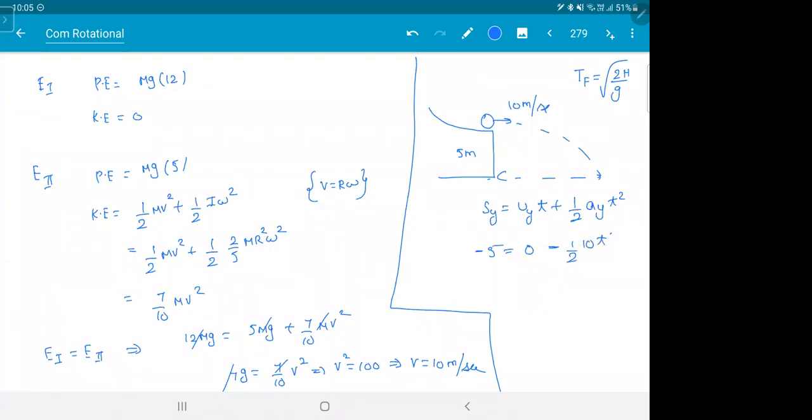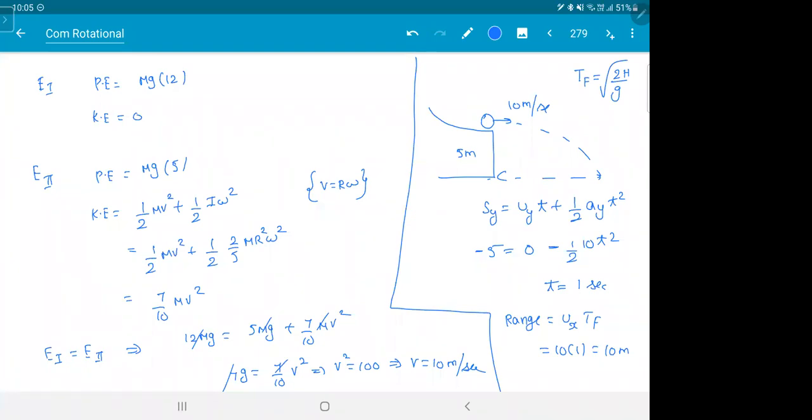Minus 10 t square. So you get t is equal to 1 second. What is range? Horizontal velocity ux into time of flight. That is 10 into 1, 10 meters. Check out the steps. So the second part is completely kinematics. We have done that kind of problems many, many times.